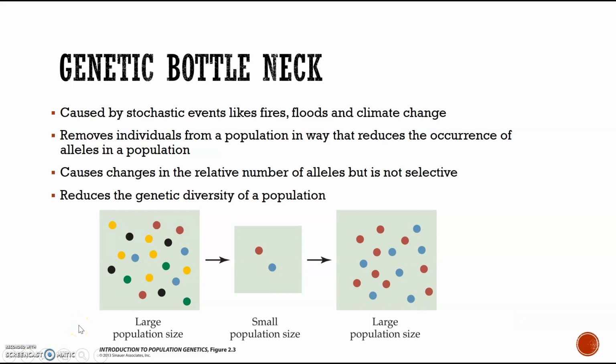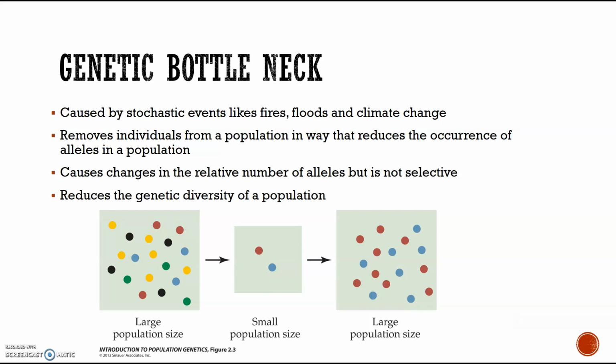So, one of the first examples I want to talk about is something called genetic bottleneck. It's basically when a population has a large reduction in its size. Something kills off a large part of the population. Things like fires, floods, climate change, that sort of thing. It removes individuals from a population, and that reduces the occurrence of alleles.